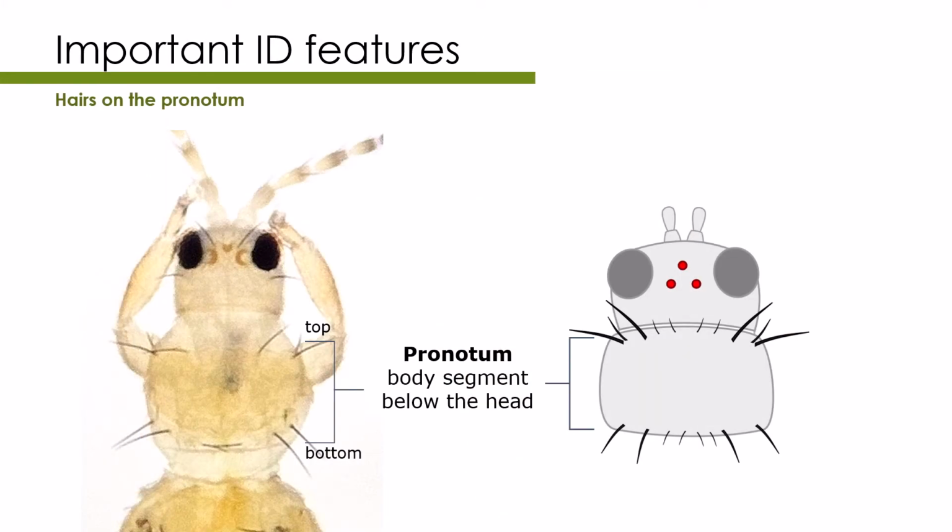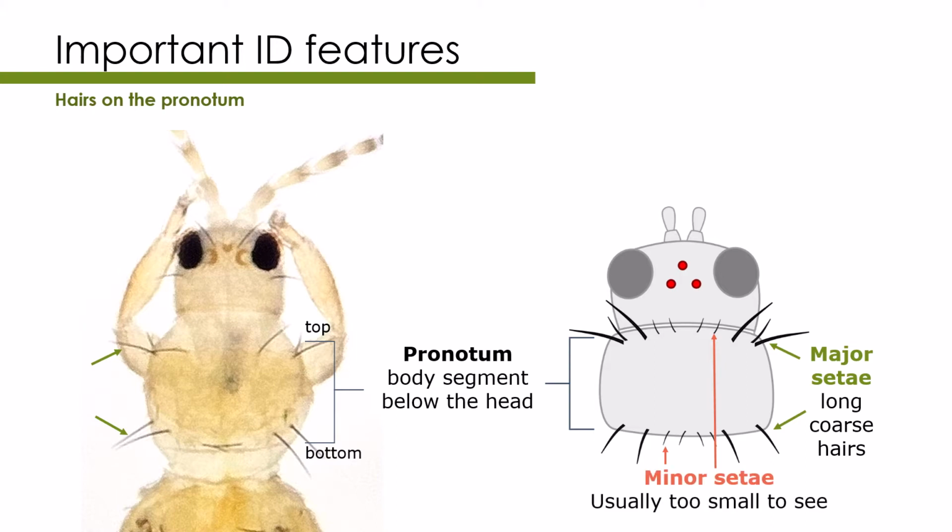Most of the identification features we use in our key are found on the head and pronotum. First, we look at the long, coarse hairs at the top and the bottom of the pronotum. These are called major setae. Most thrip species will also have smaller hairs on various parts of the pronotum. These are called minor setae. These are usually too small to see, so we don't use them in our key. However, if you are using a microscope with very high magnification, you might see some of these, and we don't want you to be thrown off by them.